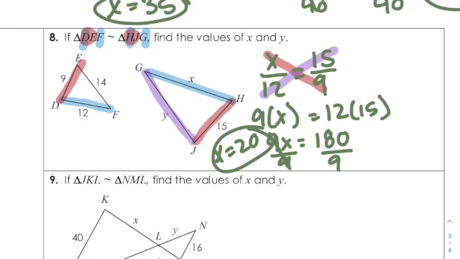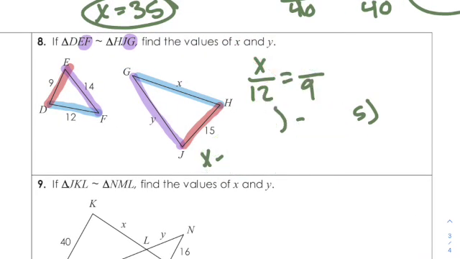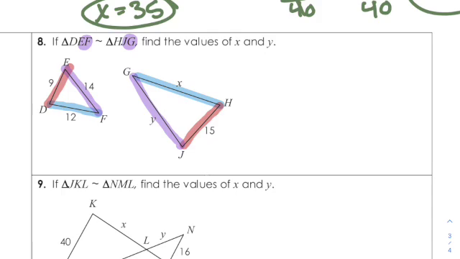JG. Erase this. JG is the last two letters, EF's the last two letters. Okay, so we'll switch up my colors. We will do y over 14. Let's just go ahead and use the 15 over 9. Okay, so then we just start cross product.